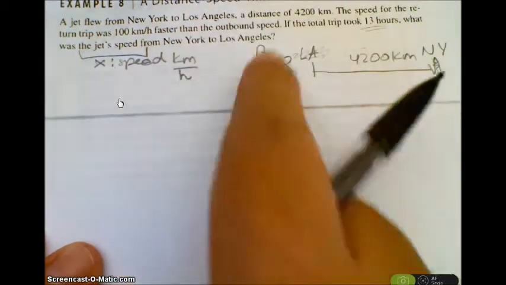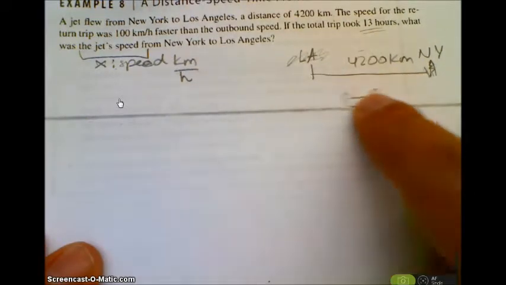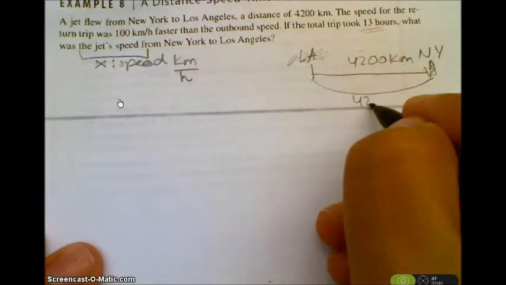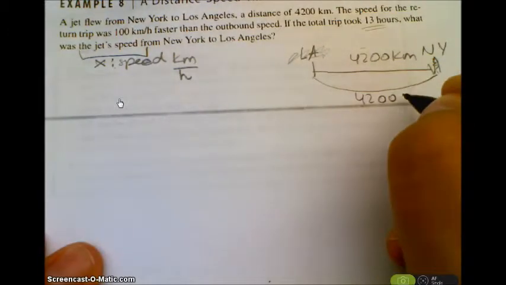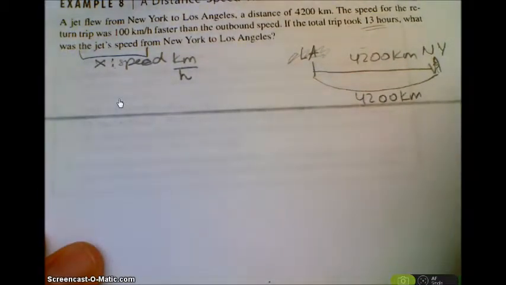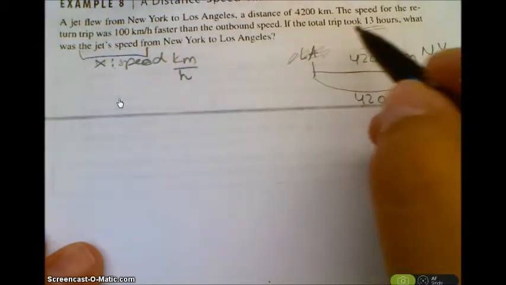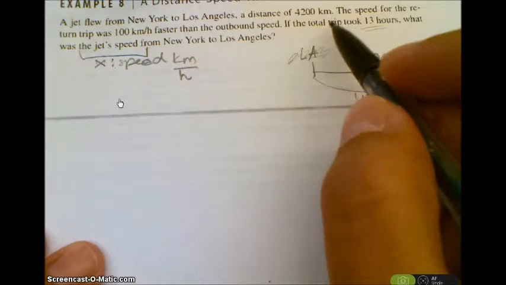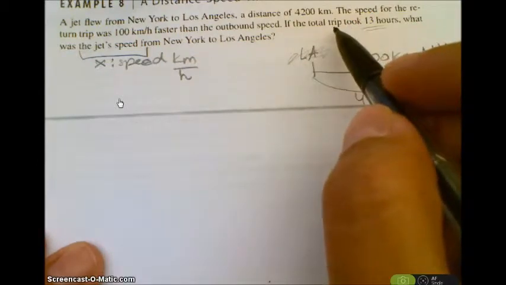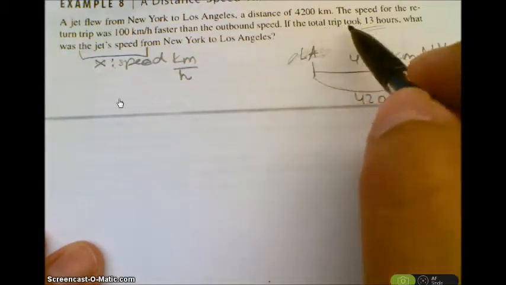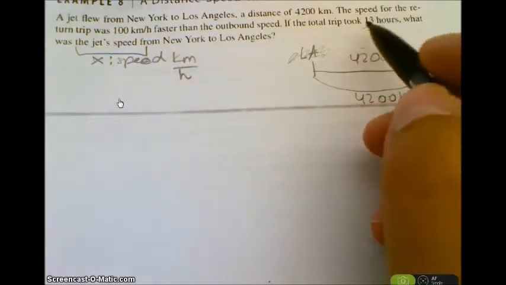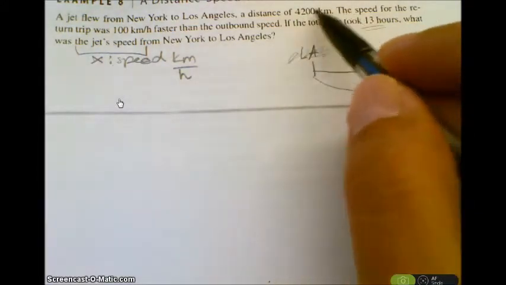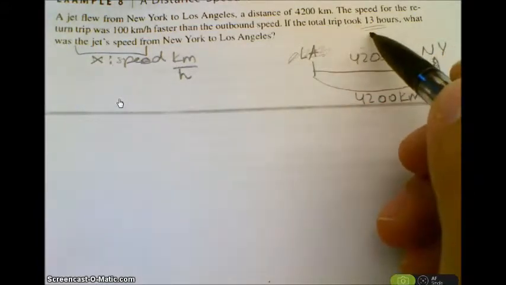But it's talking about a return trip, so it goes the other way like that. So that's another 4,200 kilometers. And then it says the entire trip took 13 hours. So this sounds pretty much like the time needed to complete a job kind of thing. We have to do this amount of distance in this many hours.